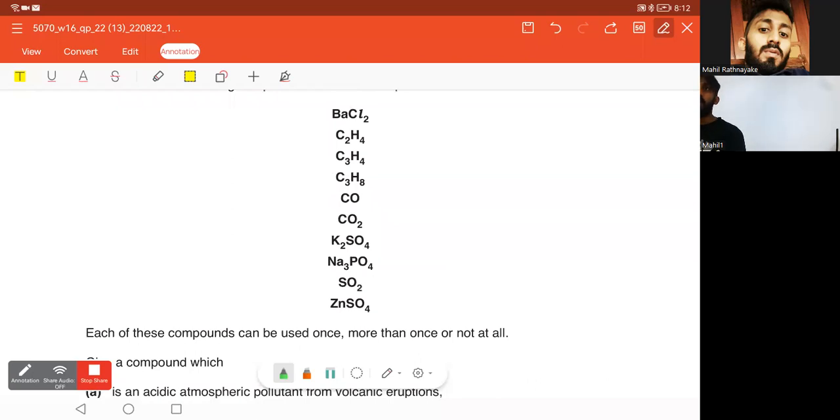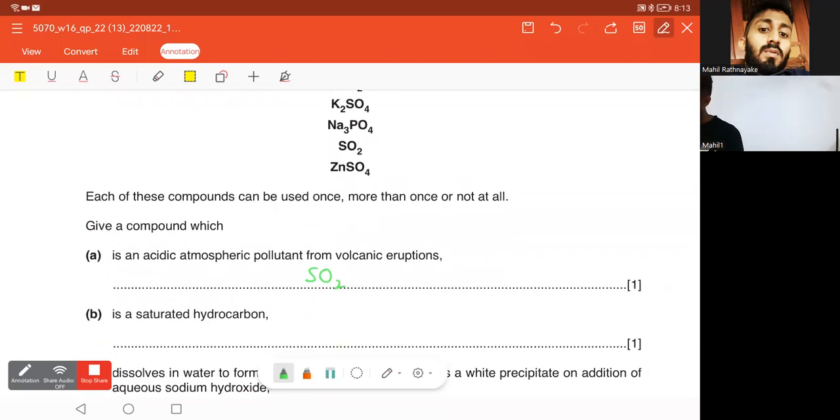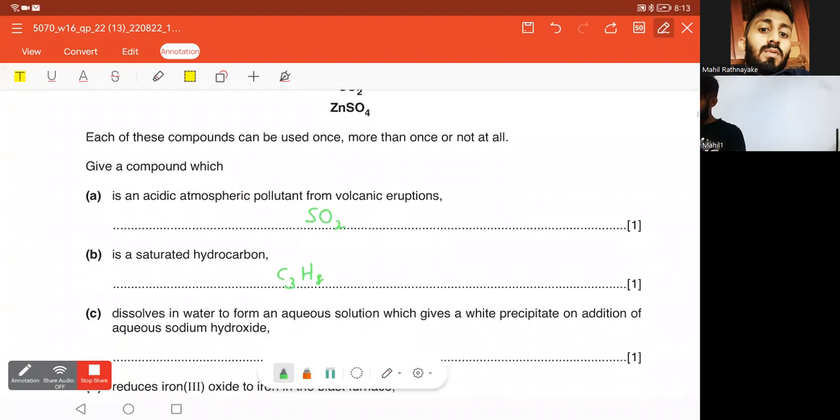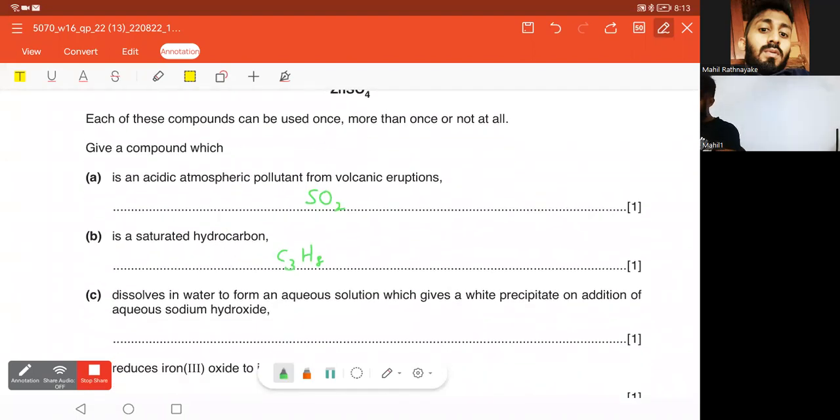C3H8. What's the name? Propane. Propane.